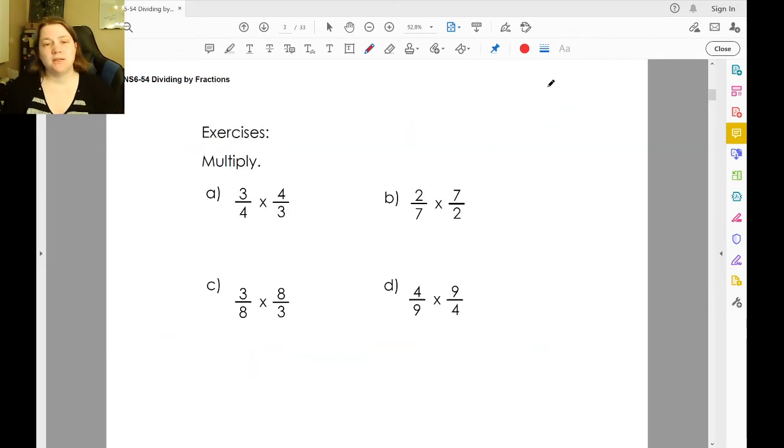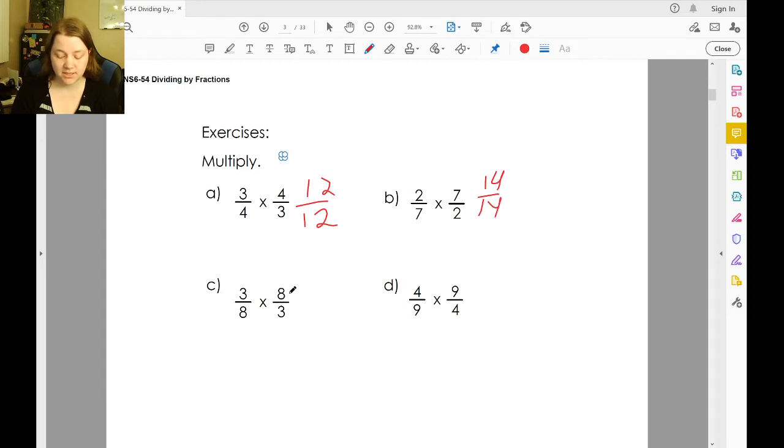Try multiplying these numbers. 3 times 4, 4 times 3. That's going to be 12 over 12. 2 times 7, 7 times 2. That's going to be 14 over 14. 3 times 8, 8 times 3. That's going to be 24 over 24. 4 times 9, 9 times 4. That's going to be 36 over 36.